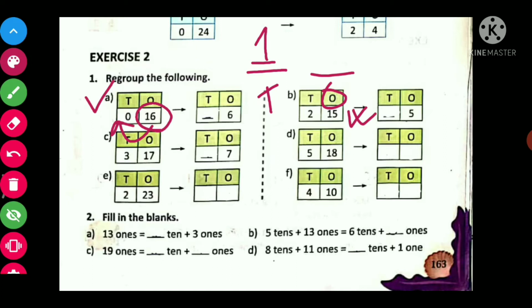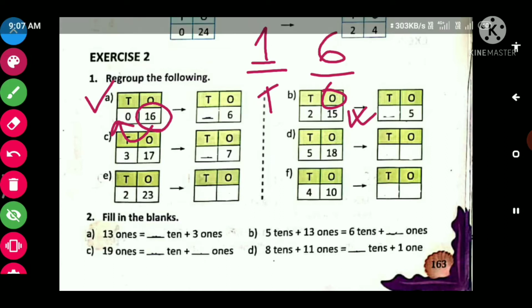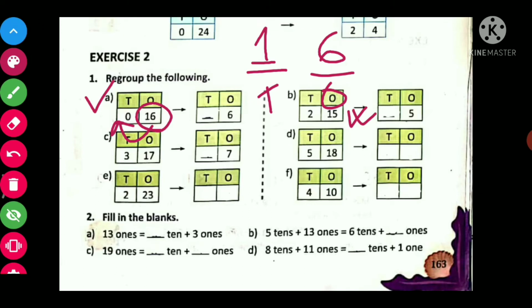One bundle of leaves, right? And how many leaves remain in ones place? 6 leaves are there. This is one method through which you can regroup this number. Okay, one more method is there.